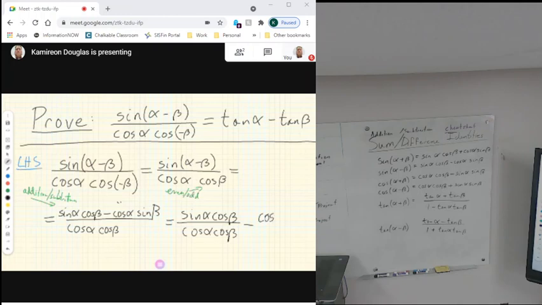On the right-hand side, cosine of alpha, sine of beta, all over cosine alpha, cosine beta. Did you finish that? Here we go.